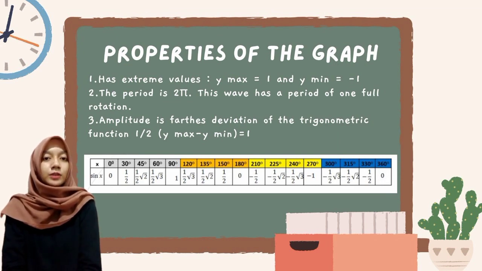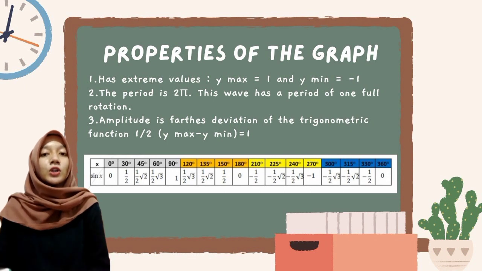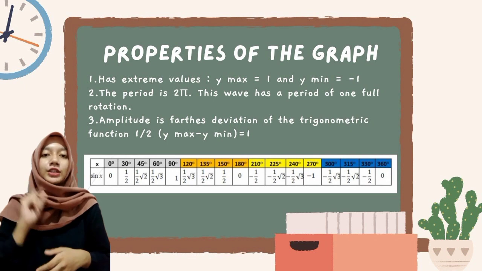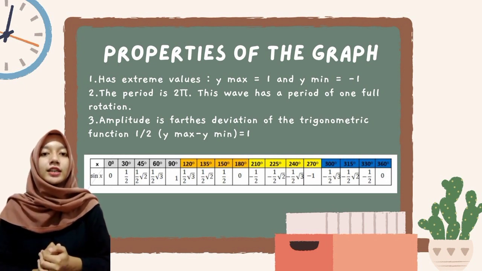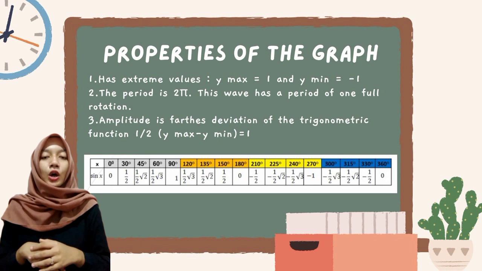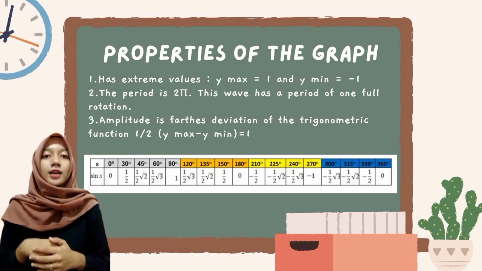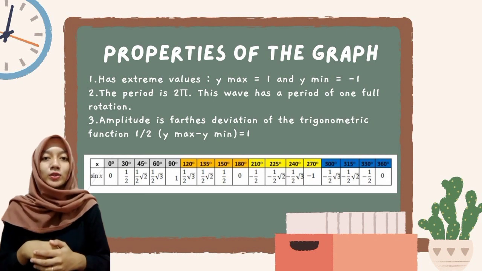The graph of the trigonometry function y equals sin x has extreme values: y maximum equals 1 and y minimum equals minus 1. The period is 2π. This wave has a period of 1 full rotation. Amplitude is the farthest deviation of the trigonometric function: amplitude equals 1 divided by 2 times y maximum minus y minimum.